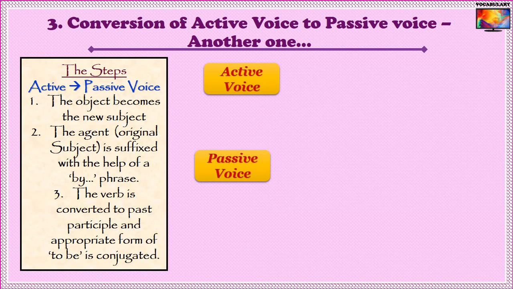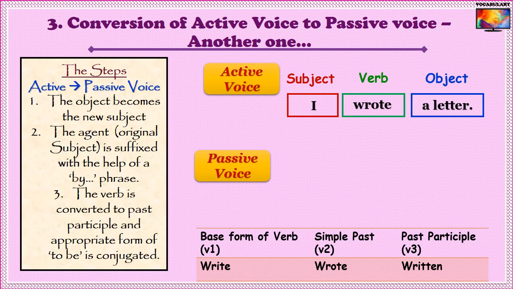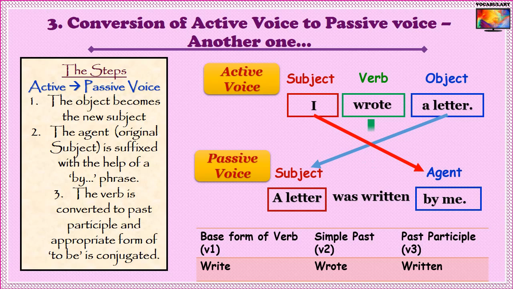Another example, you already know the steps. The active voice sentence is, I wrote a letter. I is the subject, wrote is the verb, and a letter is the object. In passive voice, a letter becomes the subject. The original subject of active voice, I, becomes the phrase by me, and we put it at the end. And the verb wrote will now become was written. Write, wrote, written are the 3 forms of the verb in this sentence. So we use the past participle written along with the form of the verb to be, which in this case is was.